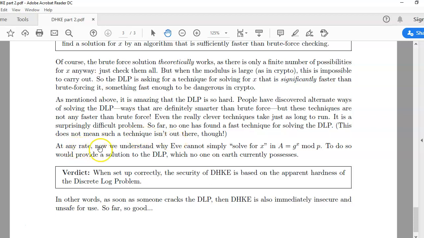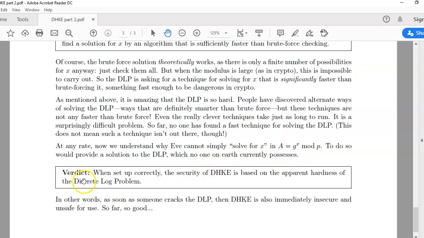So right now, we understand, given current technology, why Eve can't simply solve for x in such an equation like this. If Eve could really simply solve for x in an efficient way, then she would actually be solving the discrete log problem, which no one on Earth currently knows how to do. So that's why it's safe.